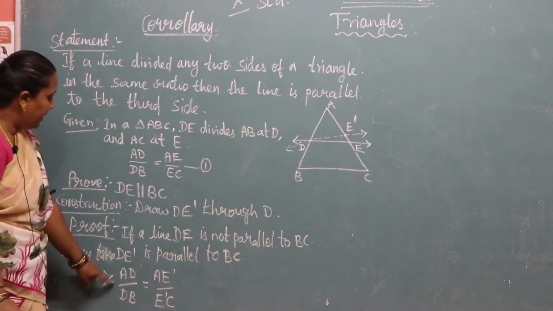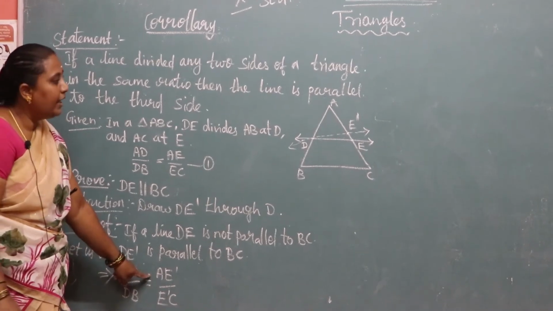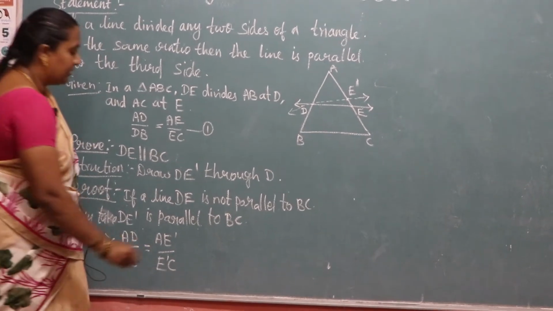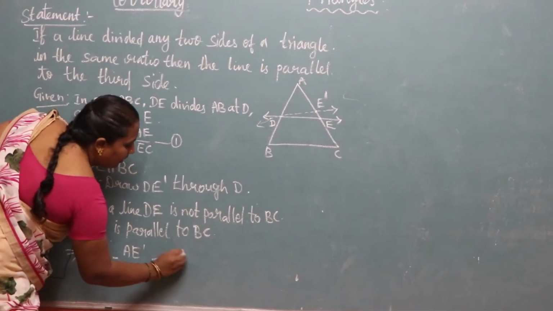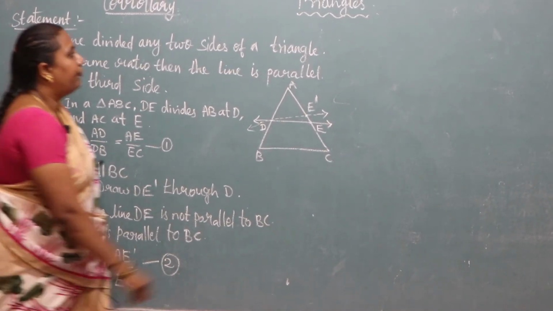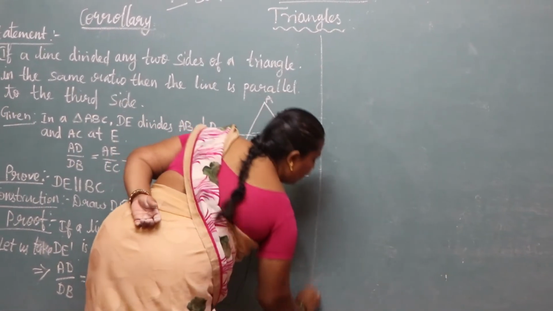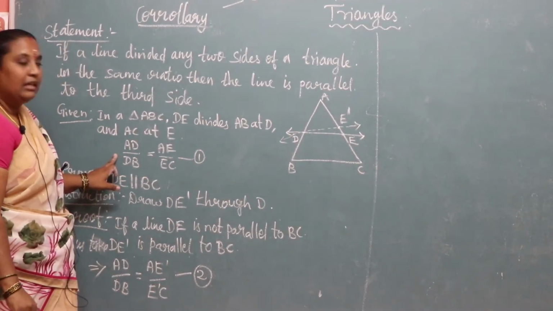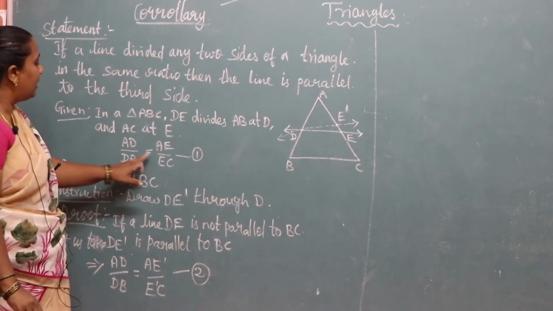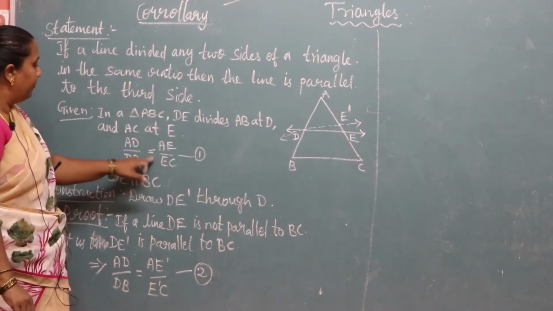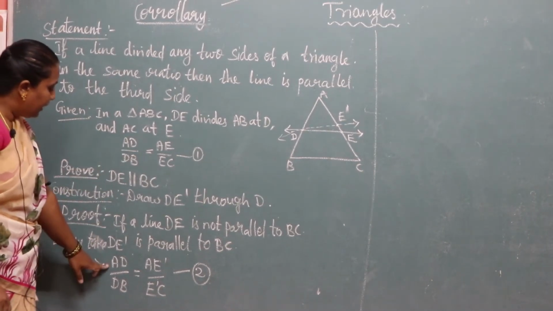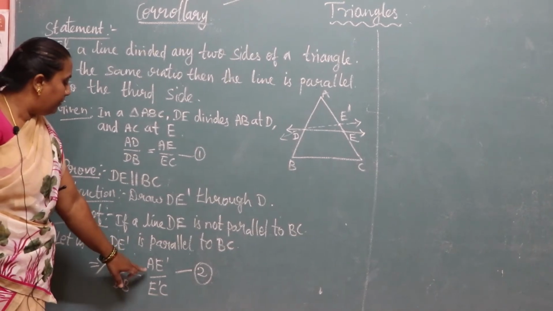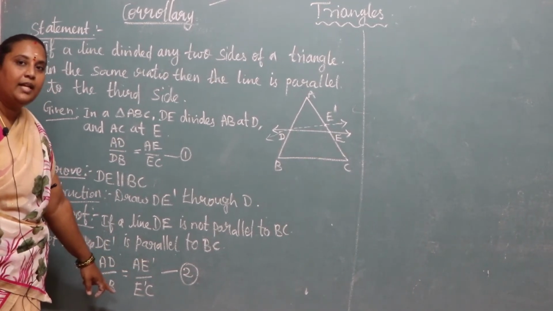Okay, so AD by DB equals AE dash by E dash C. This is equation number 2. Okay, so from 1 and 2. What is equation number 1? AD by DB equals AE by EC. And what is equation number 2? AD by DB equals AE dash by E dash C.